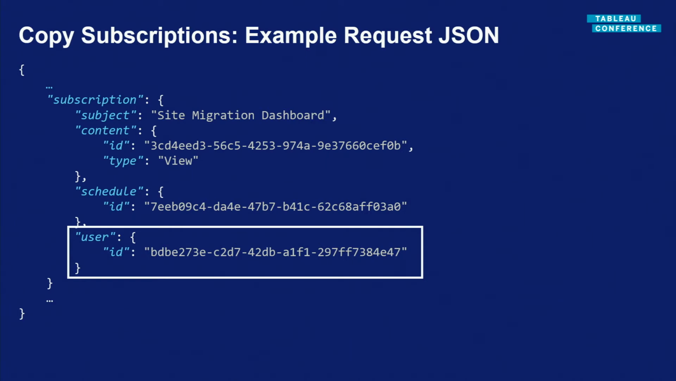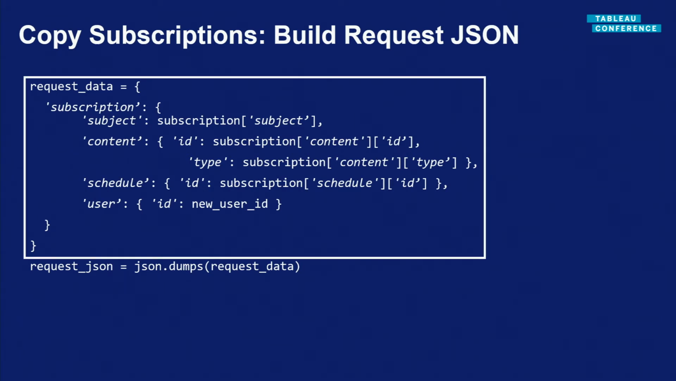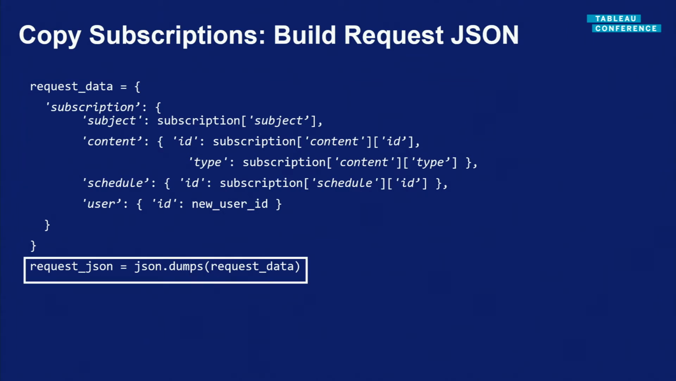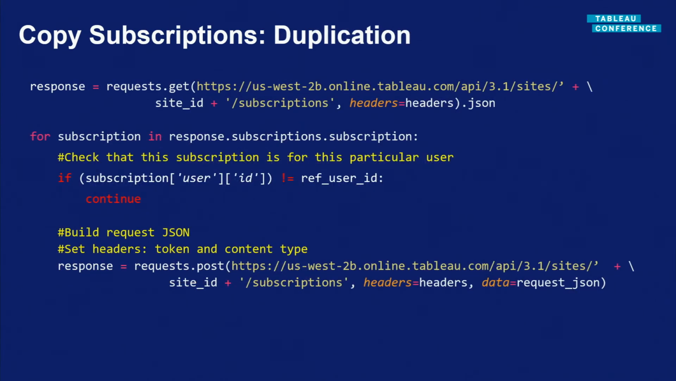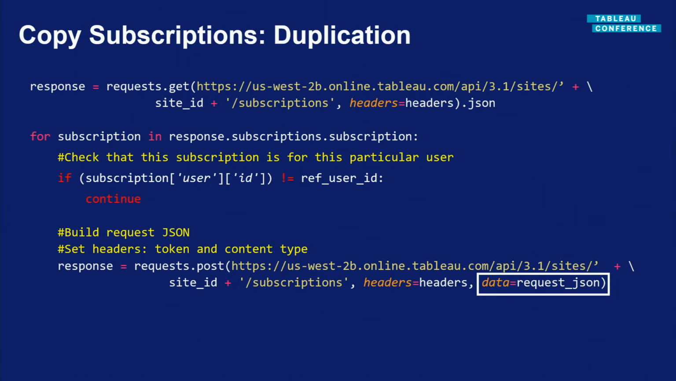So how do we build this JSON? Python actually contains a library that will build the JSON for us. All we need to do is create an associative array with the request data, and then call the JSON dump method that will generate the JSON string we can use as our payload. So returning to our example, we've built our request JSON to create the new subscription. We'll set our authorization and content type headers, and then make the call to create the new subscription, passing in the JSON request payload.